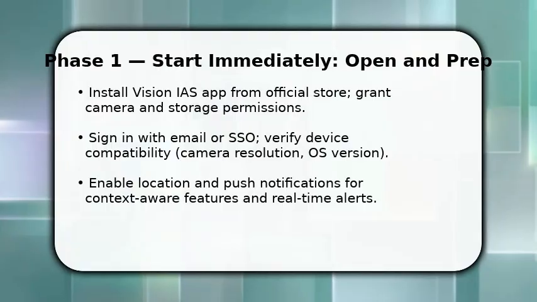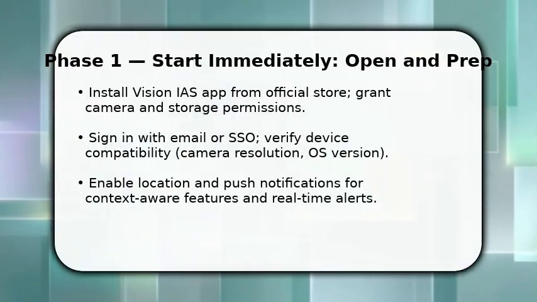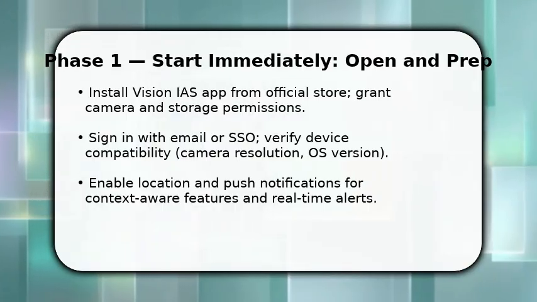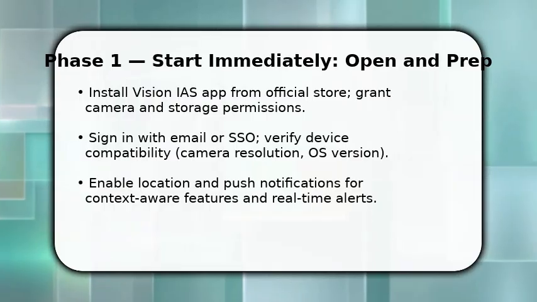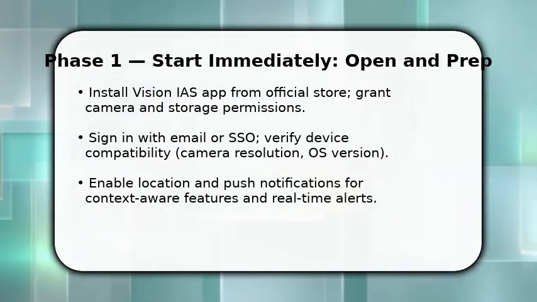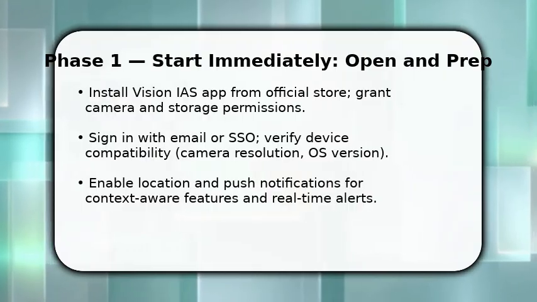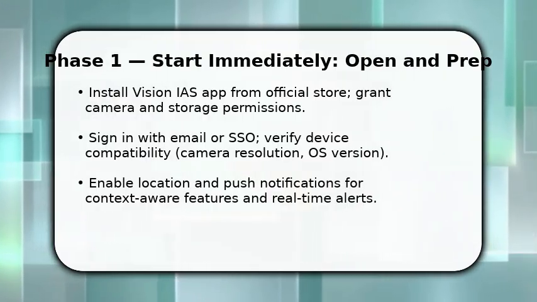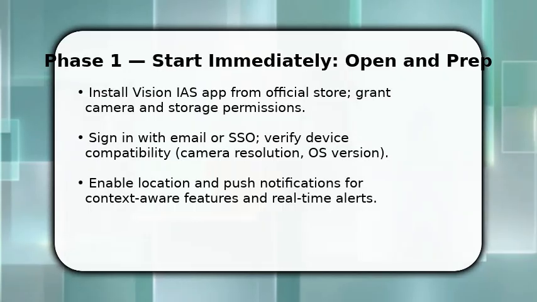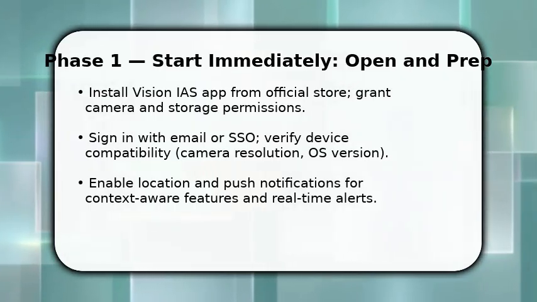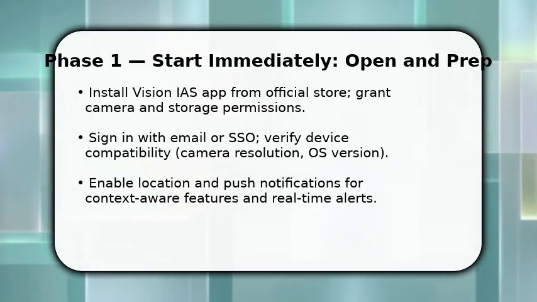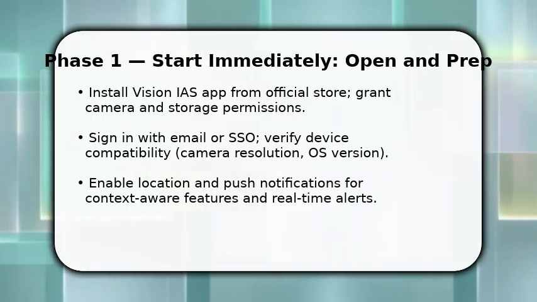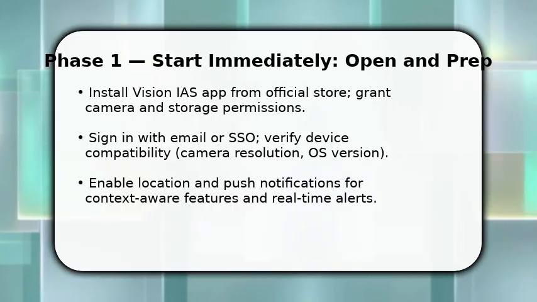Enjoy the video. You open the Vision IAS app and start by granting camera and storage permissions so image capture works. Do this now. Next, sign in with your email or single sign-on. That links your settings and stored models. Once done, check device compatibility, like camera resolution and OS version, because models rely on clear images. Also enable location and push notifications so the app can provide context-aware suggestions and real-time alerts.